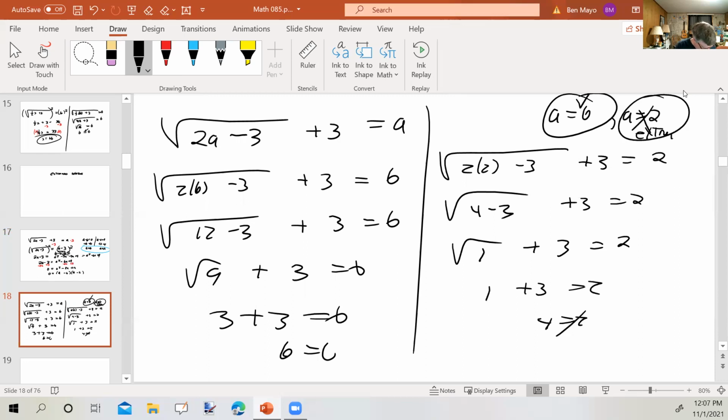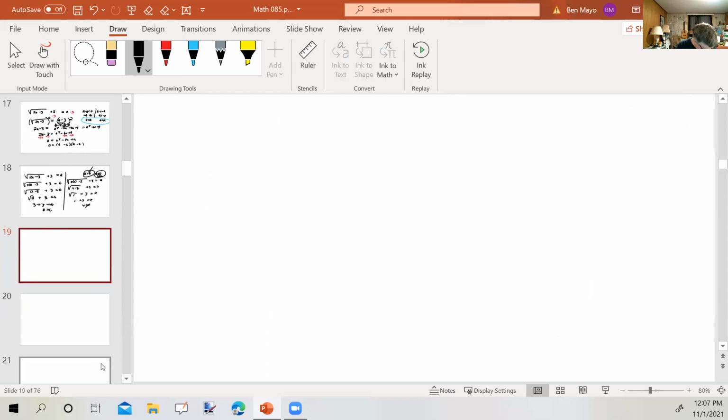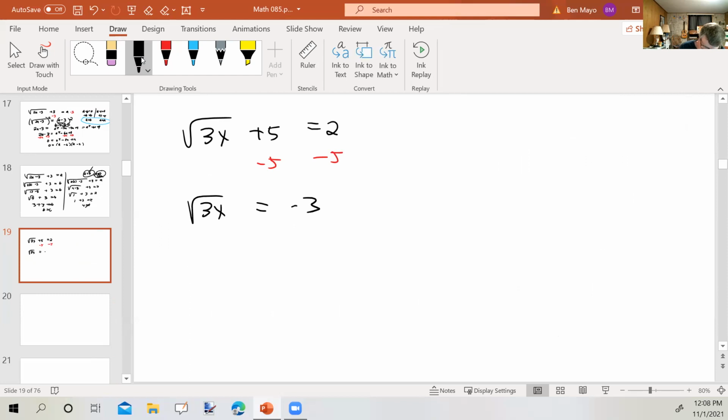Let's see here. How about this one? The square root of 3x plus 5 equals 2. Solve each equation, write all proposed solutions, cross out those that are extraneous. So again, I've got to isolate the radical. So I'll subtract 5 from both sides of the equation. The square root of 3x equals -3. Then I will square both sides. 3x equals 9, -3, the quantity squared. -3 times -3, +9. Divide both sides by 3, x equals 3.